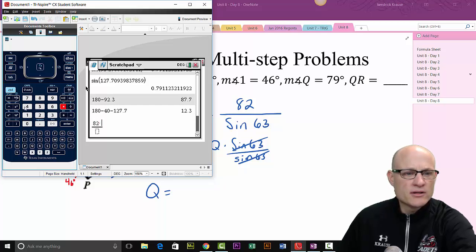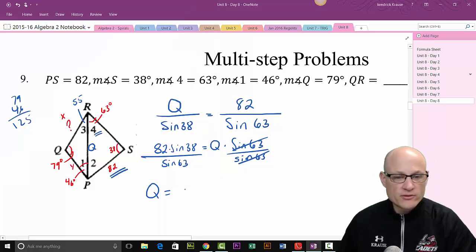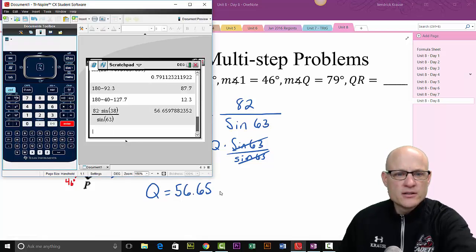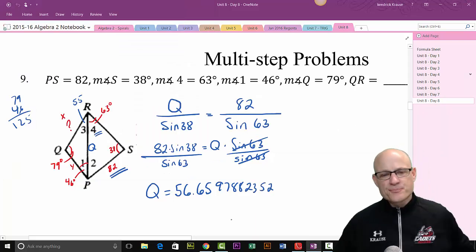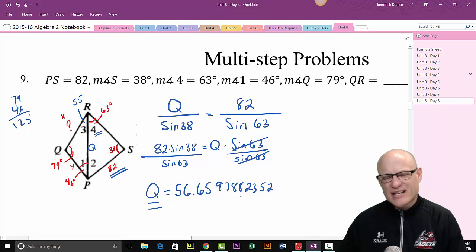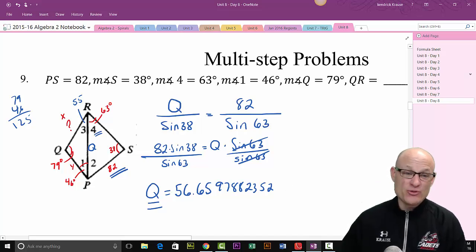82 times the sine of 38 all over the sine of 63. Now, 56.659788 2352. Now, Q is not my answer. And since Q is not my answer, you better not round yet. You can't round until the very end of the problem. But I do now know Q.